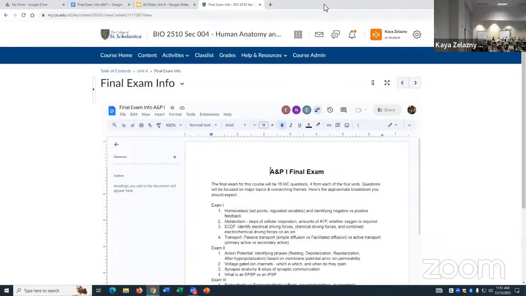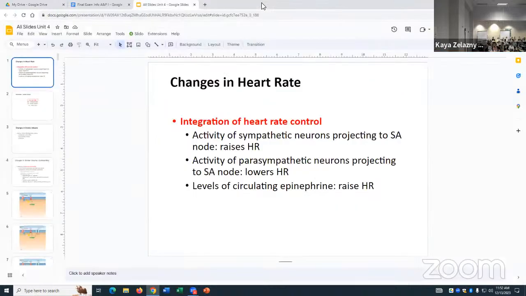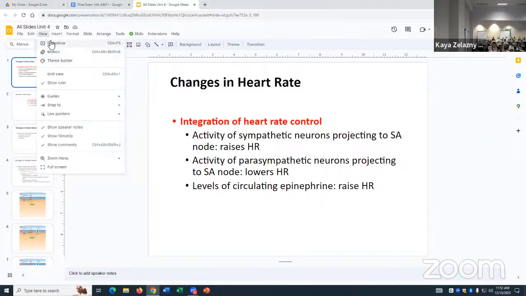Is the final multiple choice? Yep, it's just like your other exams. Other questions? 16, yeah, 4 per unit, is short. Okay. Yeah, the final itself is not the biggest deal. I mean, you know, you don't want to not take an exam, but it should be less stressful than our unit exams.